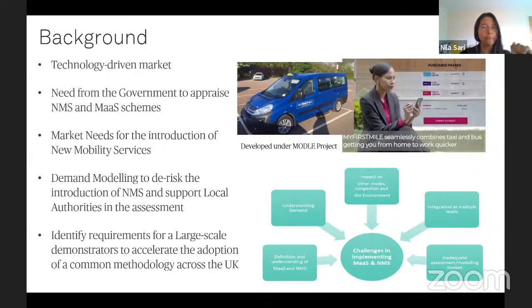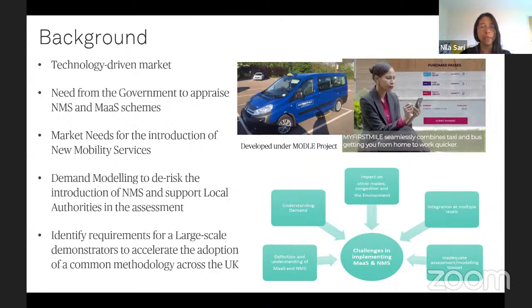So in this slide, as a background, the initial work we did in 2018, as well as Catapult's previous work in developing agent-based models for assessing new mobility services, we identified the process required from technology-driven market to data-driven solution. We looked at challenges in implementing new mobility services, such as the need to understand demand, the impact on other modes, and the need for appropriate modeling tool.